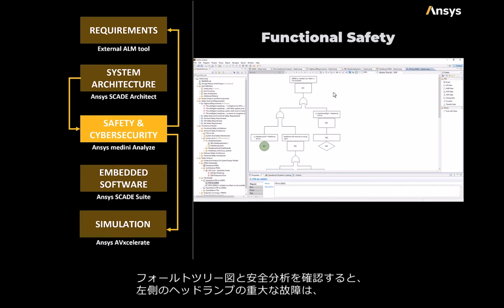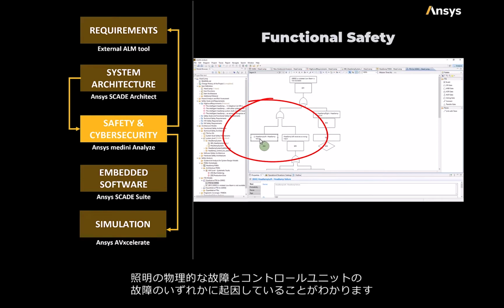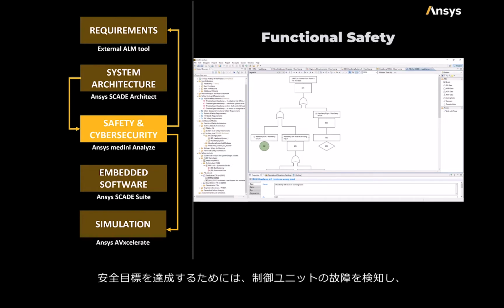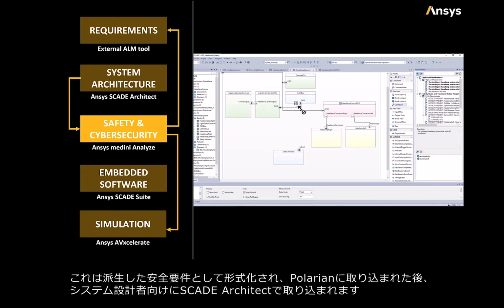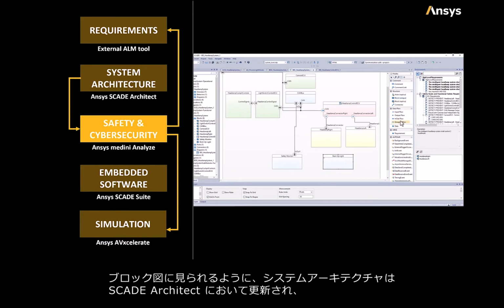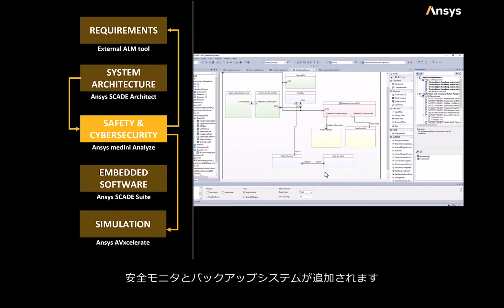Looking now at the fault tree diagram and the safety analysis, we see that a major failure event on the left headlamp can originate from either a physical light failure or from the failure of the control unit. To meet the safety goals, a safety monitor subsystem is required to detect a failure in the control unit and activate a backup mode with a standard lighting system. This is formalized in a derived safety requirement that is pushed into Polarion and then pulled into SCADE Architect for the system design team. As we can see in the block diagram, the system architecture is updated in SCADE Architect to add the safety monitor and the backup system.